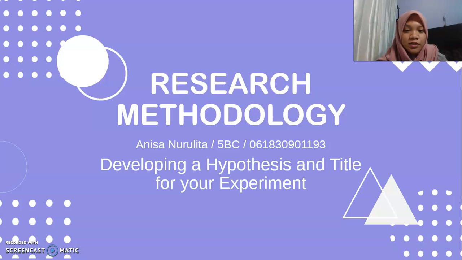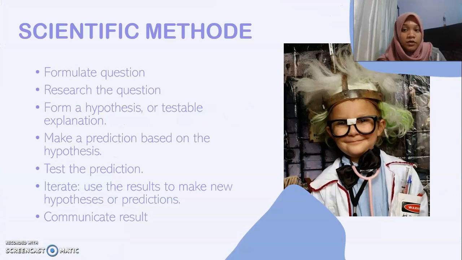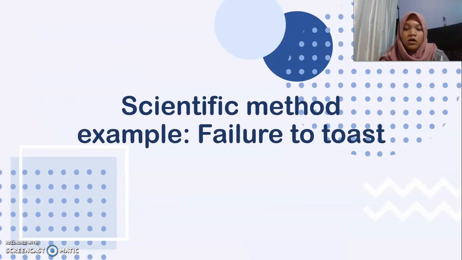What I would like to present is about developing a hypothesis for your experiment for research and methodology class. I would start with the scientific method. There are several steps in the scientific method: formulate a question, research the question, form a hypothesis or testable explanation, make a prediction based on the hypothesis, test the prediction, iterate or use the result to make new hypotheses or predictions. The last one is communicate results. Let's start with the first one.